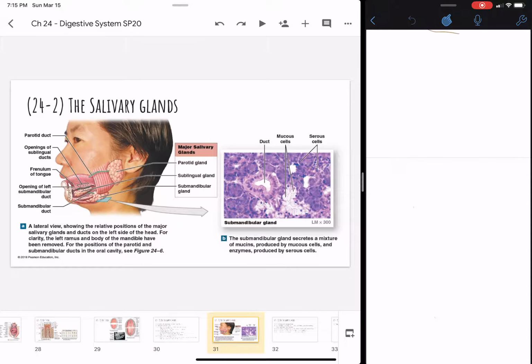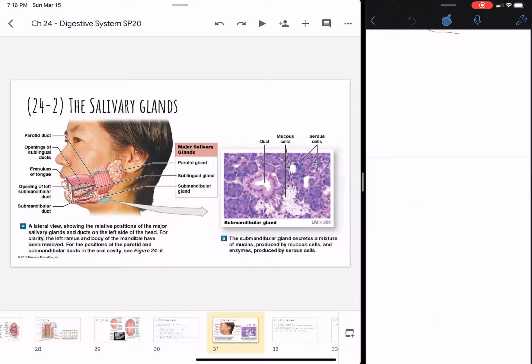Here's a nice picture of those three. Anterior to the left, posterior to the right. You see the parotid gland just anterior to the ear. And this picture does a nice job of showing you the parotid duct that is going to dump directly into the posterior aspect of the mouth.